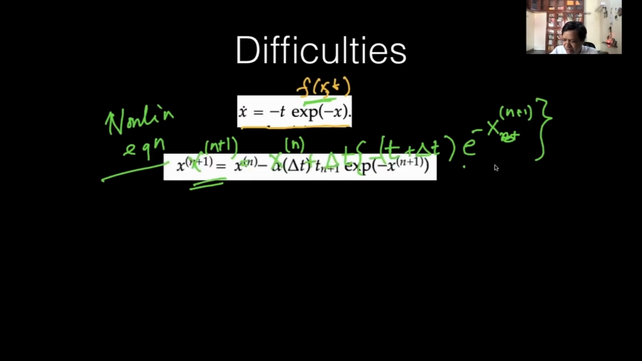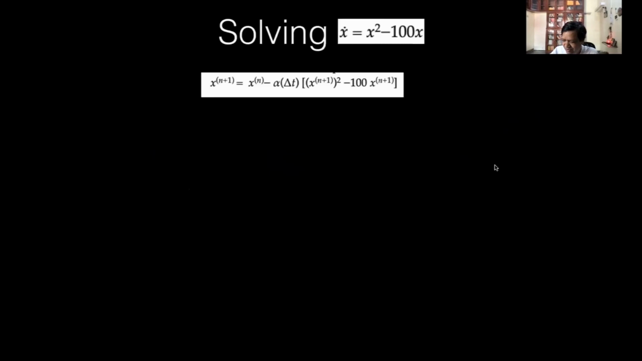Let's do another example. So this is the equation which I wrote. This equation is also nonlinear: x squared minus 100x. So we have to put the right hand side like that. Now this equation has a solution, but it's a quadratic equation, right? It's x_{n+1} squared. So it has two solutions. Now, which one should I choose? I can't put two solutions, right? I can't do a random coin toss. You have to choose the appropriate solution.